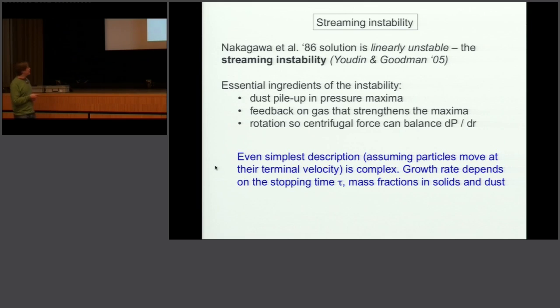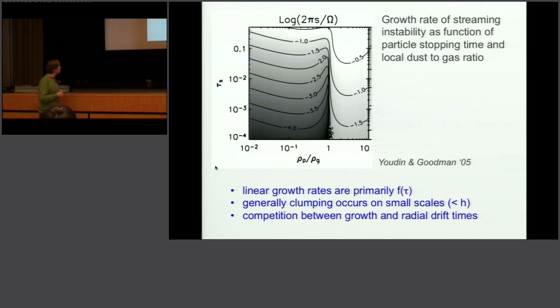Okay, so the simplest description is to assume that particles always move at their terminal velocity, which is the same approximation we made in deriving the usual radial drift form. But even in that case, you end up with a quite complicated third-order dispersion relation that depends on the stopping time, on the mass fractions in solids, and the mass fractions in gas, and so forth. So it's really a rather complicated thing that doesn't have a very easy, intuitive explanation. Okay, but here are some results from this Youdin and Goodman paper.